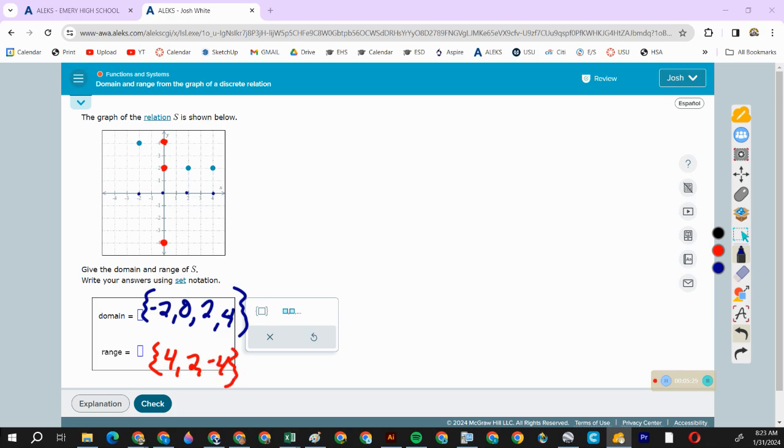Is this a function? Does it pass the vertical line test? Yes, it passes the vertical line test, so it is a function.